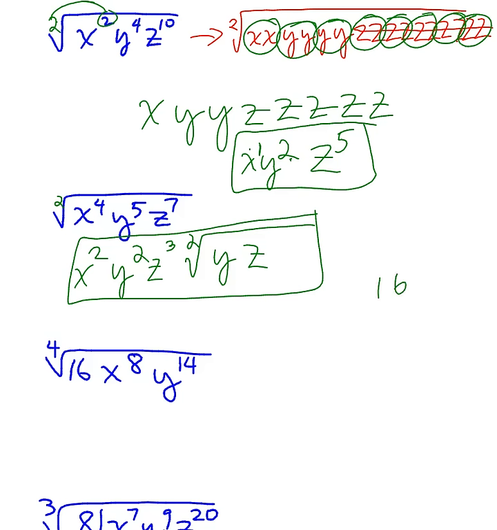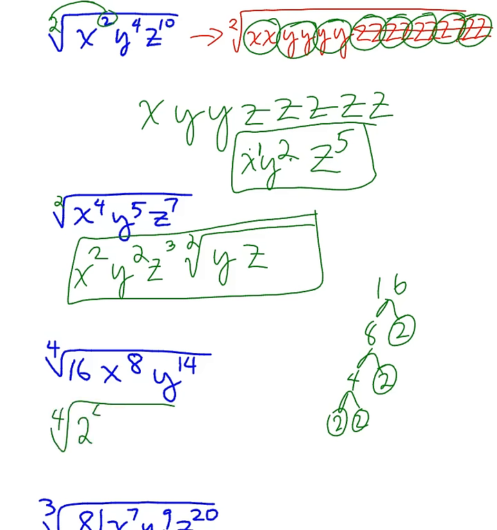Well, 16, using your factor tree, is 8 times 2. 2's done. 8 is 4 times 2. 2's done. 4 is 2 times 2. The 2's are done. So in total, 16 has 1, 2, 3, 4 2's in it. Can everybody see 4 2's? All right, so that's the 4th root of 2 to the 4th, x to the 8th, and y to the 14th.